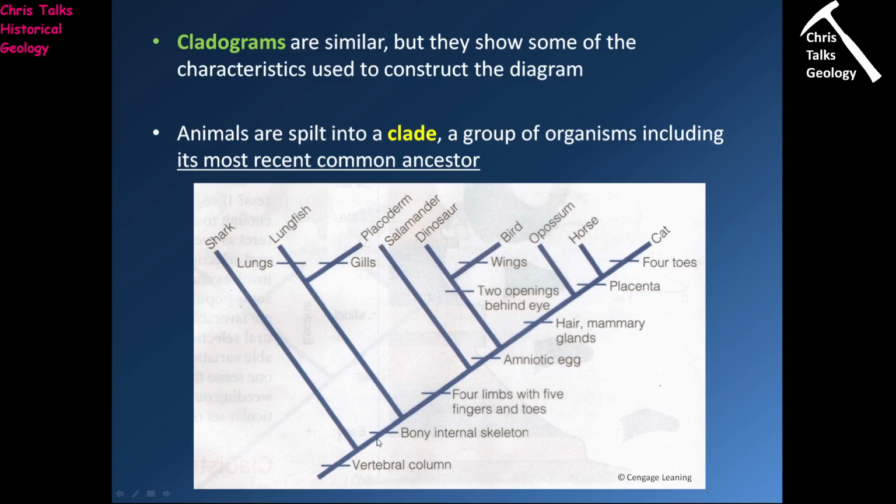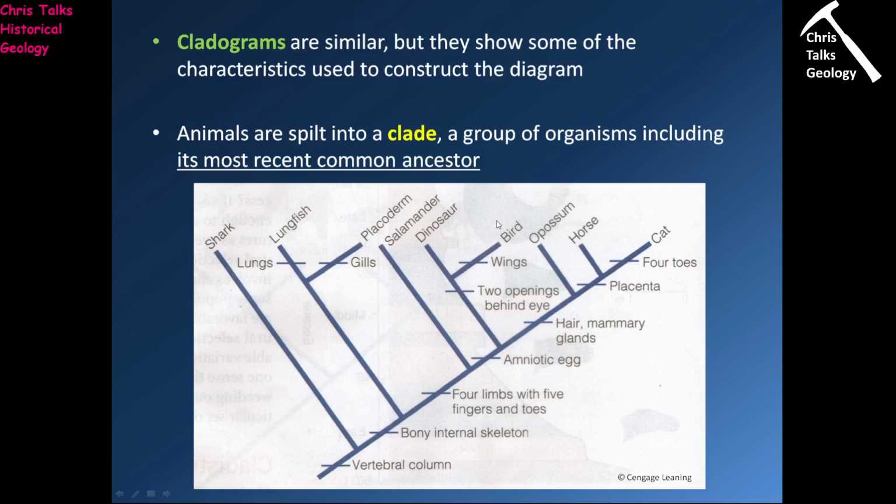So as we move along the diagram, the next characteristic is a bony internal skeleton. Well, all of these organisms here all have a bony internal skeleton. Sharks, on the other hand, do not. Their skeleton's made of cartilage. And so because they don't possess a bony internal skeleton, they are taken off on their own to form their own clade.